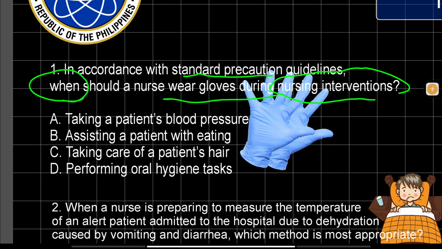Is it B, assisting a patient with eating? Is it C, taking care of patient's hair? Or D, performing oral hygiene tasks? Your 5 seconds starts now.